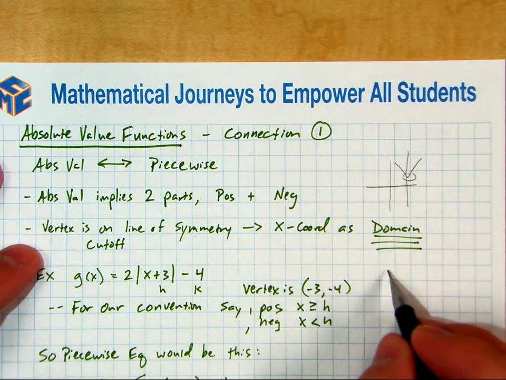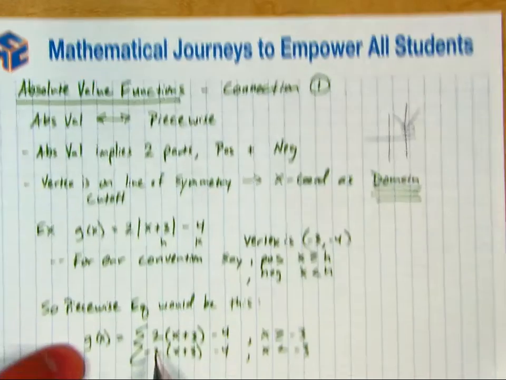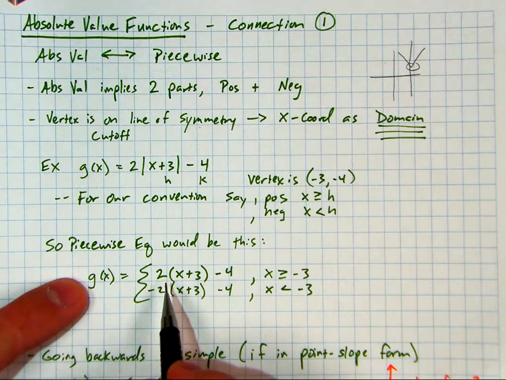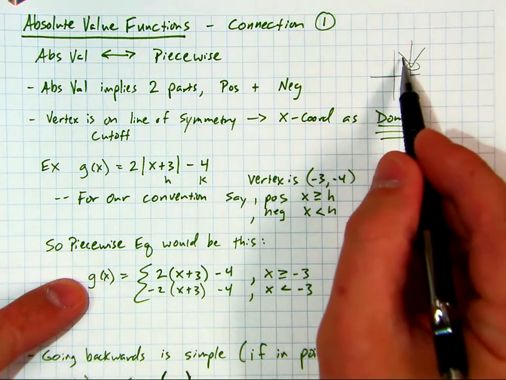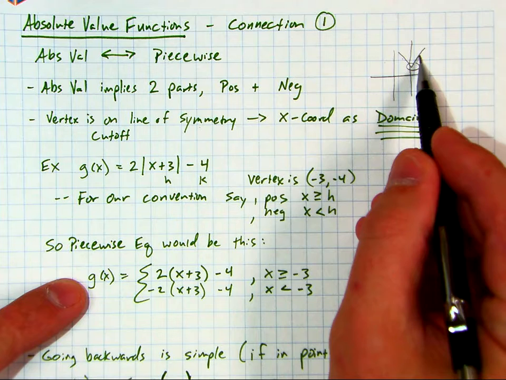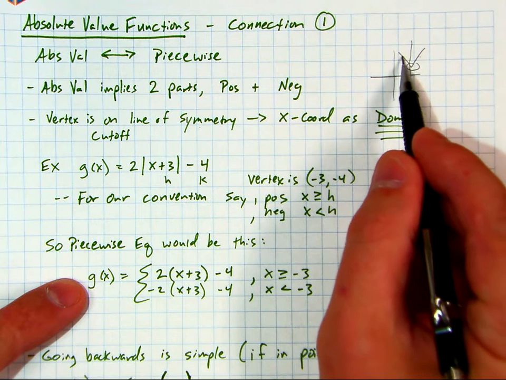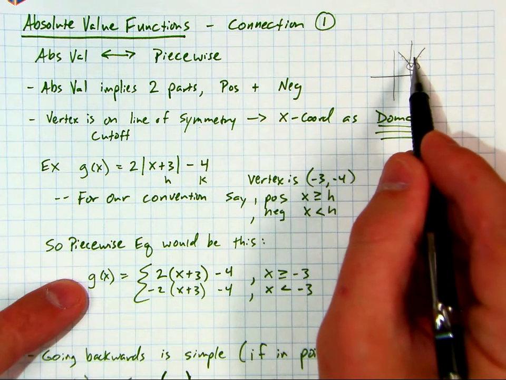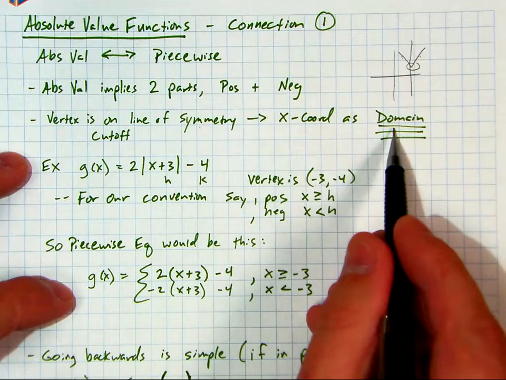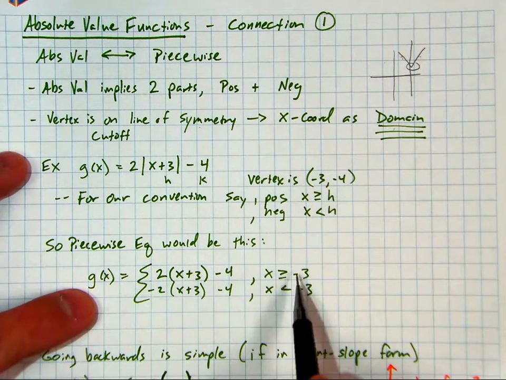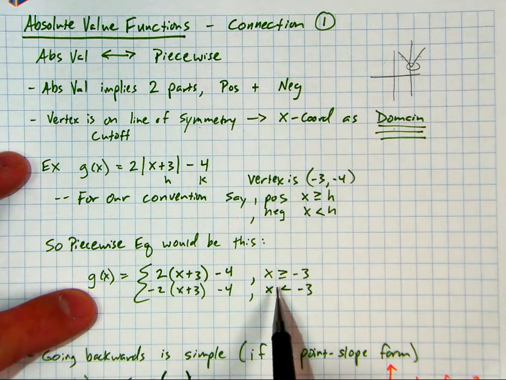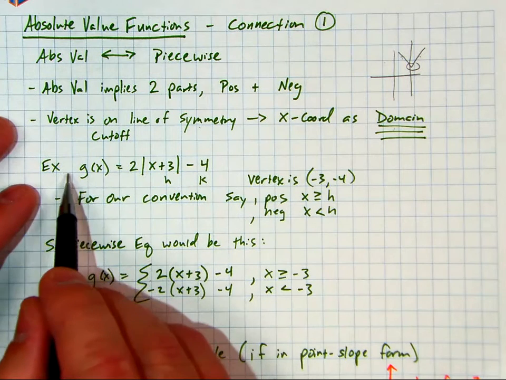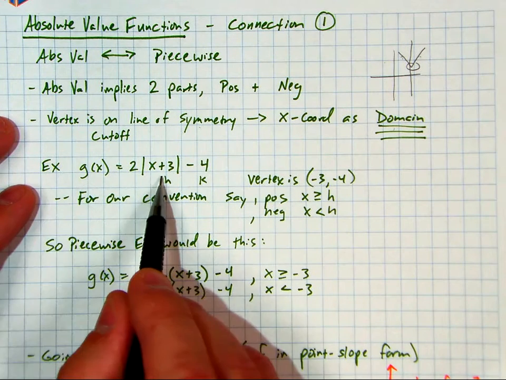For a piecewise equation, if I have a piecewise equation, it's defined in pieces, and for absolute value, we have the right side and the left side. Whatever's on the right side we call the positive, and whatever's on the left side the negative, just for convention. So we need to cut off the domain in the piecewise equation. The top is the right side, the positive side, and the bottom is the left side, the negative side.